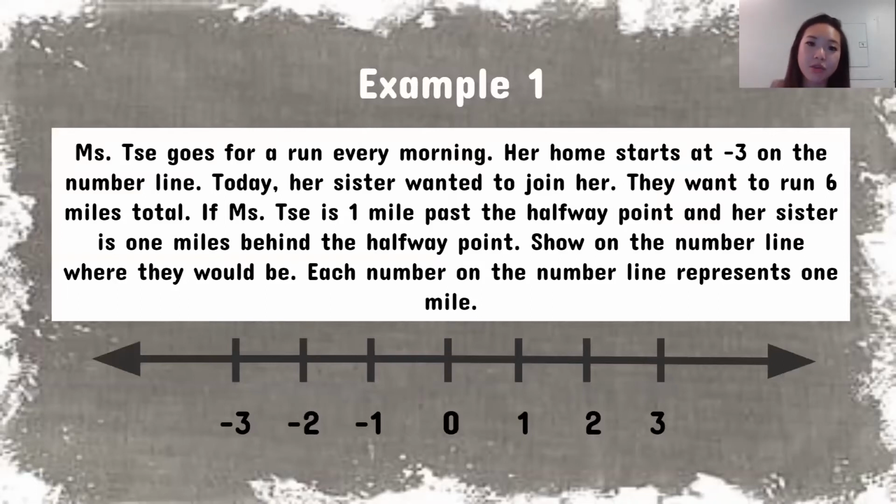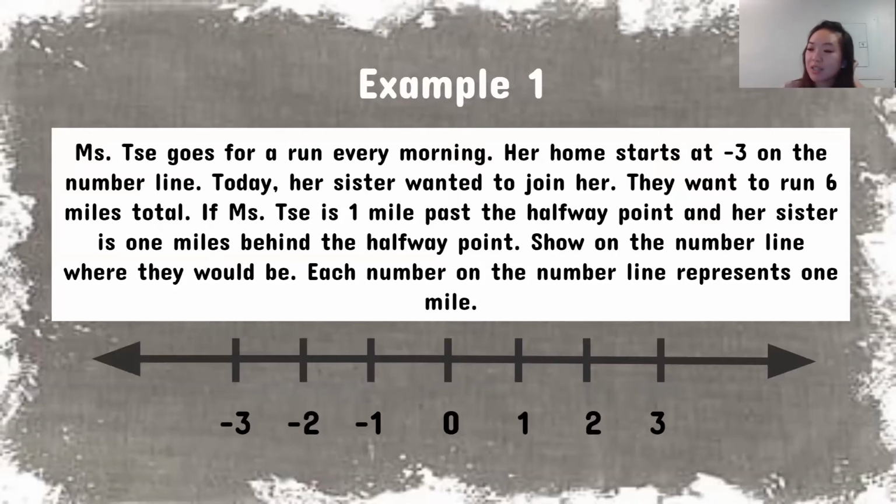Miss C goes for a run every morning. Her home starts at -3 on the number line. Today, her sister wanted to join her, and they wanted to run 6 miles total. If Miss C is 1 mile past the halfway point and her sister is 1 mile behind the halfway point, show on the number line where they would be. Each number on the number line represents 1 mile.